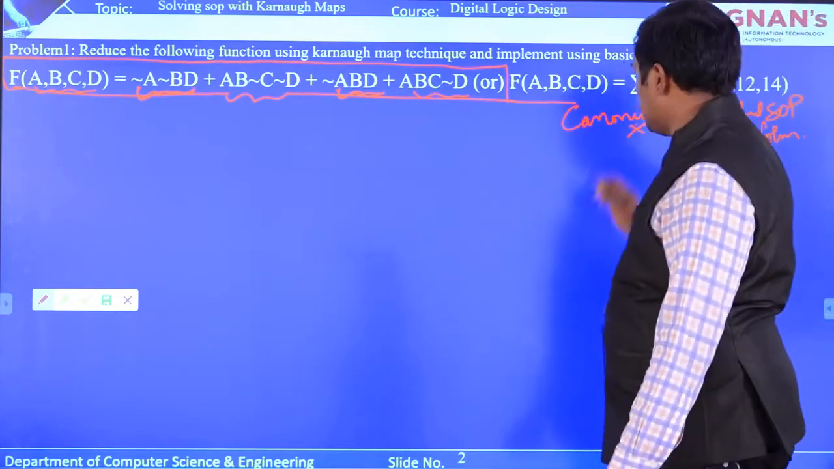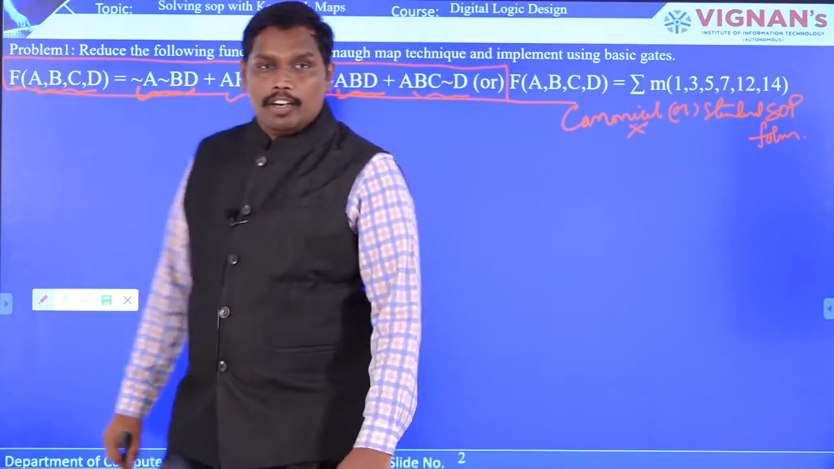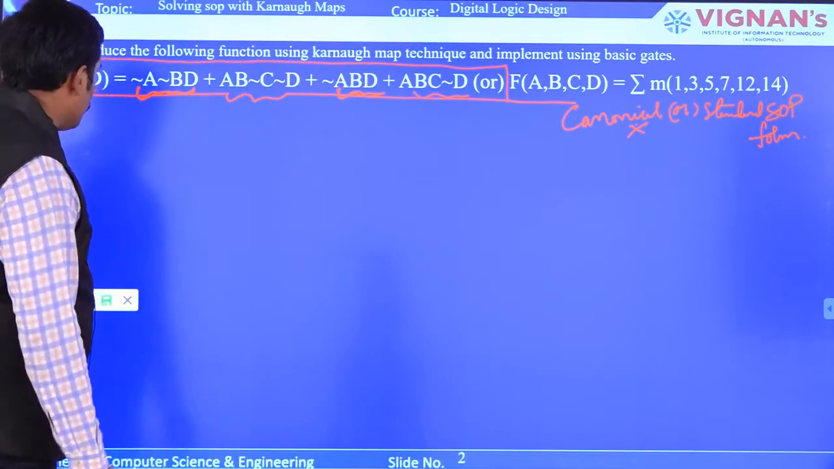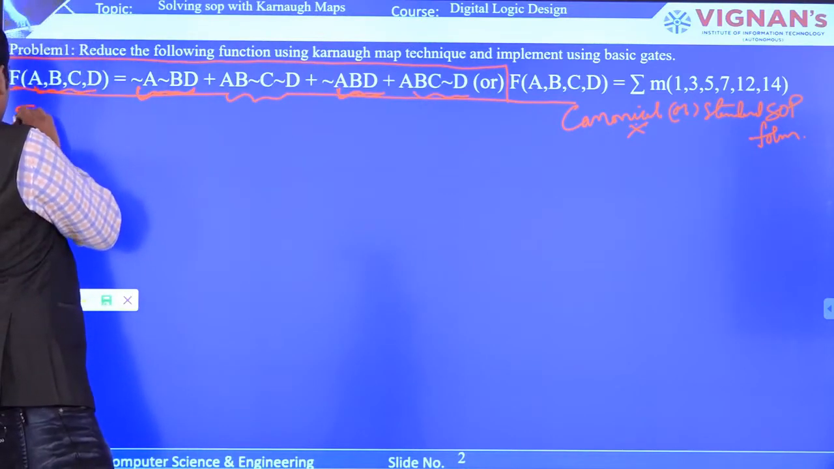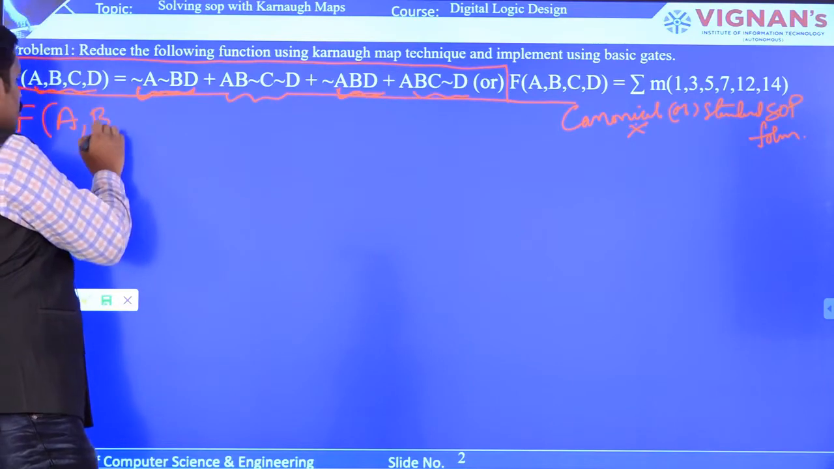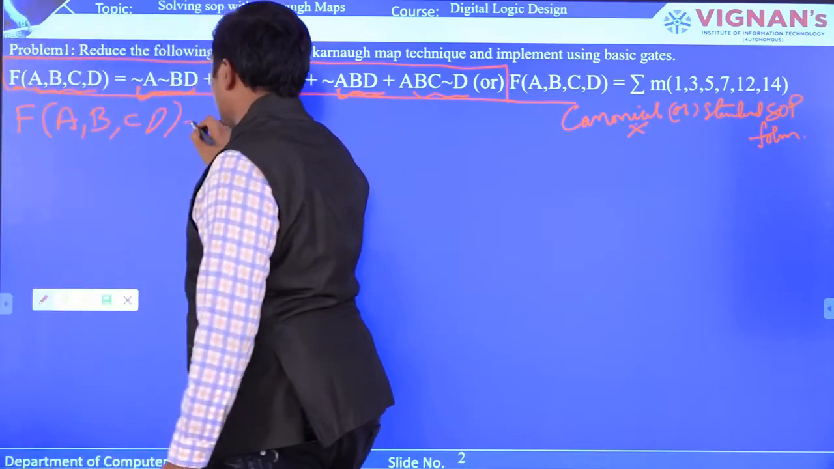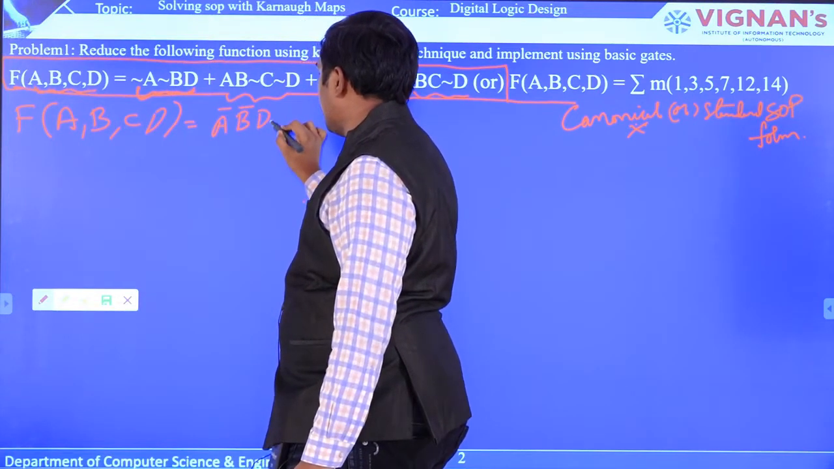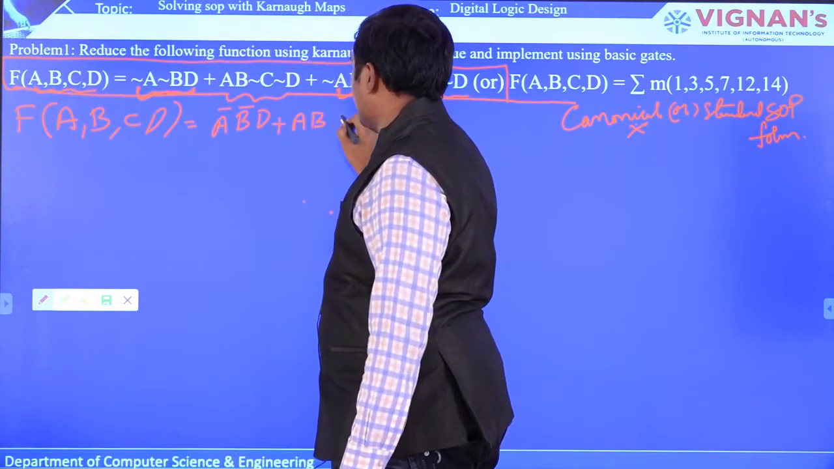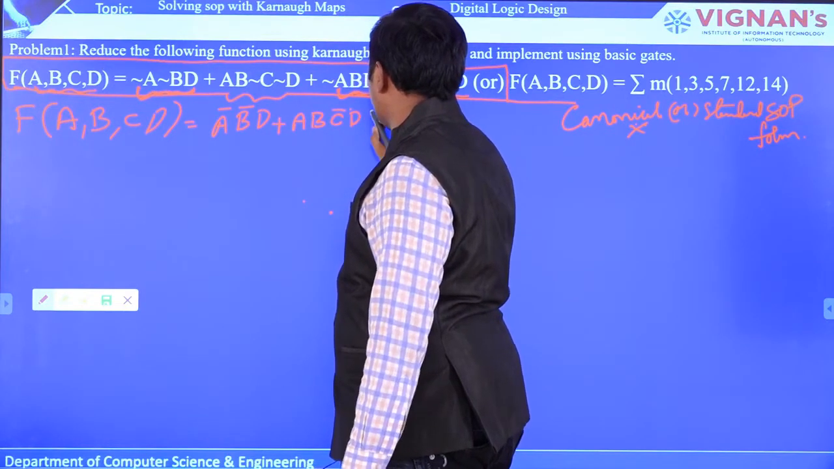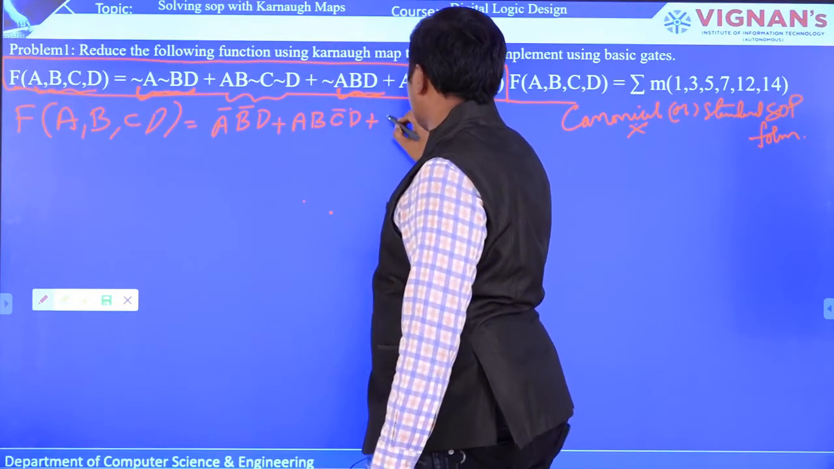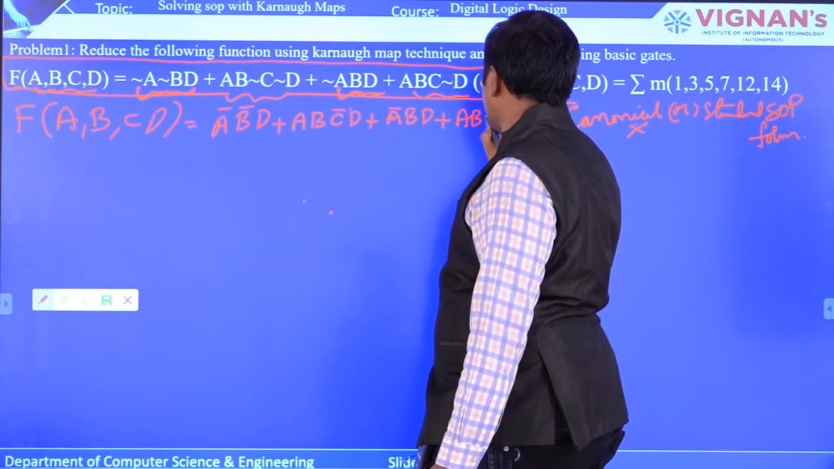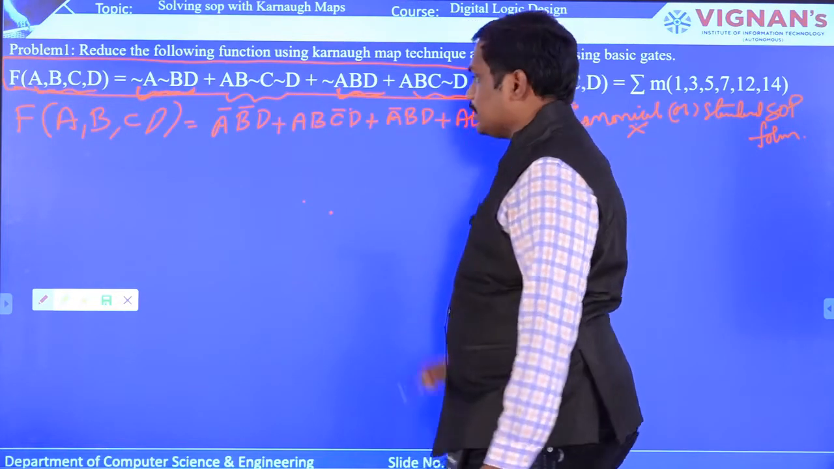So in order to change the expression into canonical or standard SOP form, I hope that in Unit 2 it is already covered. So we'll see how you are going to do this, right? So F of A, B, C, D is equal to, we are writing the expression as A bar B bar D plus A B C bar D plus A bar B D plus A B C D bar. This is the expression given, right?